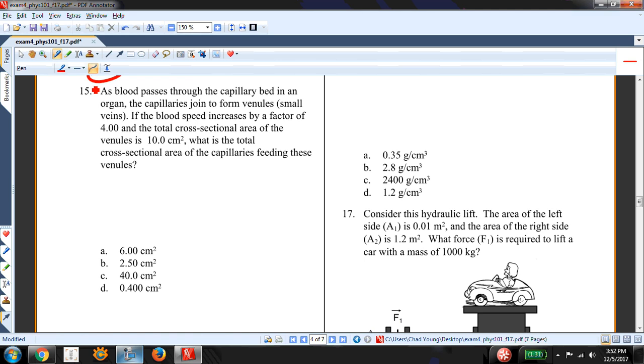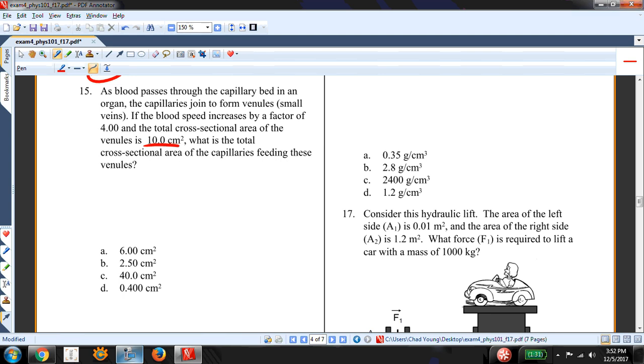So blood passes through the capillary bed in an organ. The capillaries are joined to form venules. If the blood speed increases by a factor of 4, and the venules have a total area of 10, what is the total cross-sectional area? So when blood goes from venules to capillaries, it slows down.